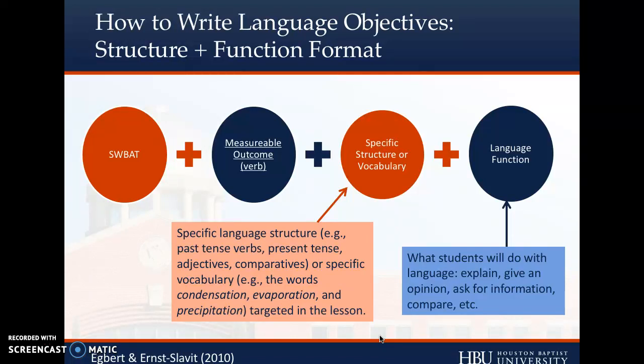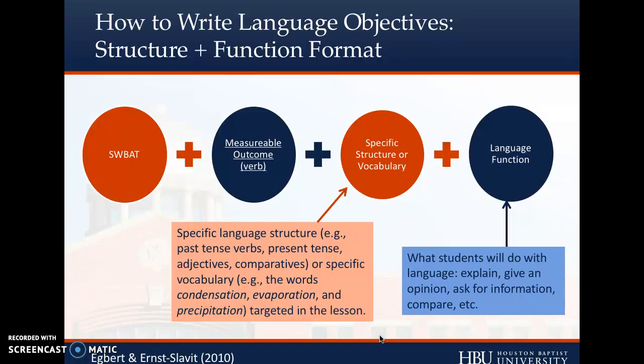So some specific examples of language structure would be like past tense verbs or present tense or adjectives or comparatives, or specific vocabulary words like condensation, evaporation, and precipitation, like very specific words that you're going to target in the lesson. Examples of language functions would be anything that the student will do with the language. What will they do with it? Are they going to explain? Are they going to give an opinion? Are they going to ask for information or compare? Anything that they're doing with the language. What are they going to accomplish with the language? So this is one way to set it up.